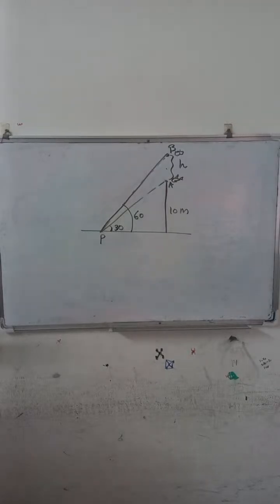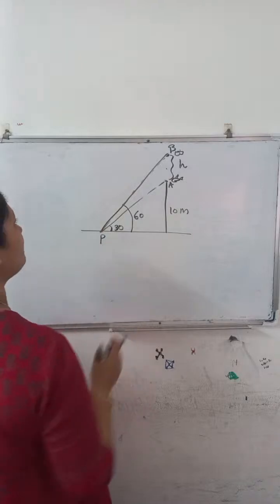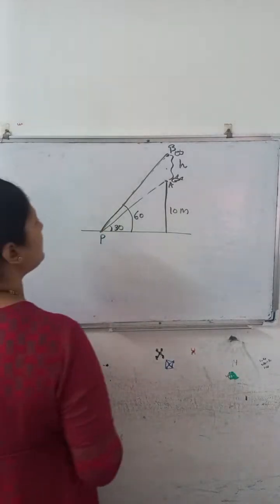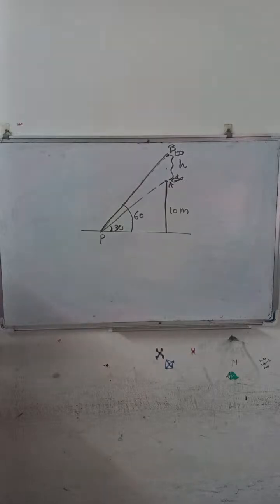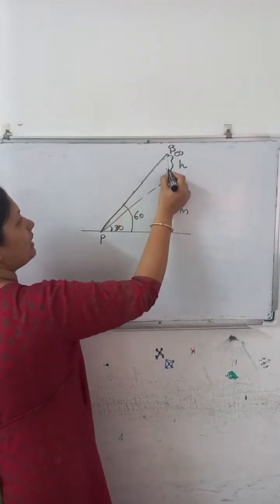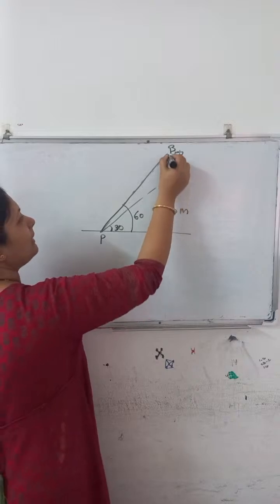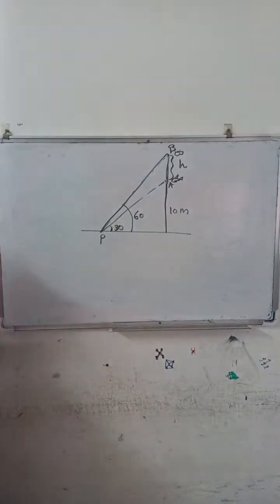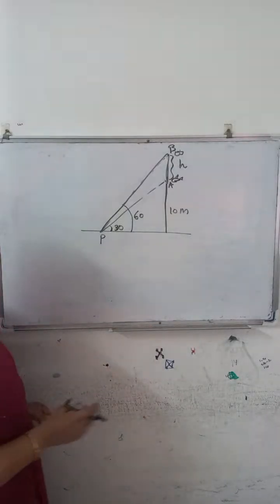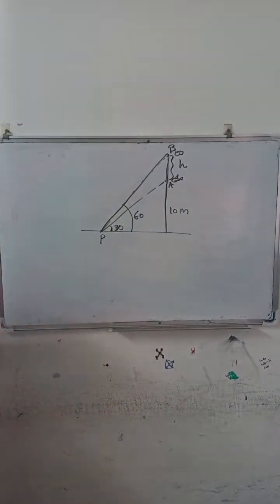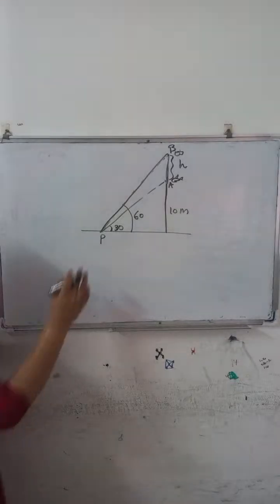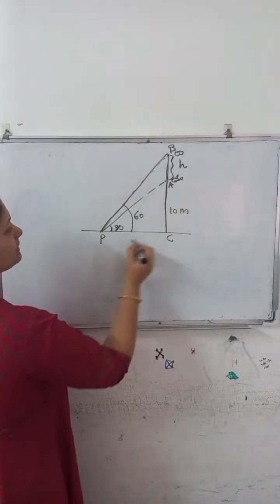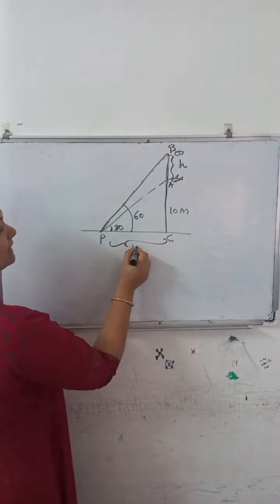We are interested in what they are asking: how much height from the ground this helicopter is. So I am interested in H. Once I get H, I will add 10 to that, then I will get the total height from the ground where the helicopter is. So now first find out this distance P to C. Suppose this is C, and suppose I take this distance as y.